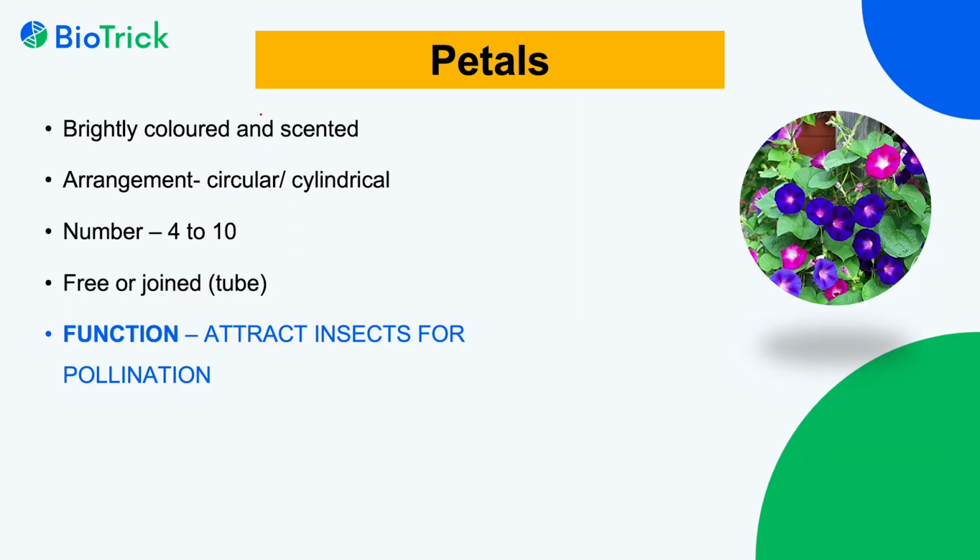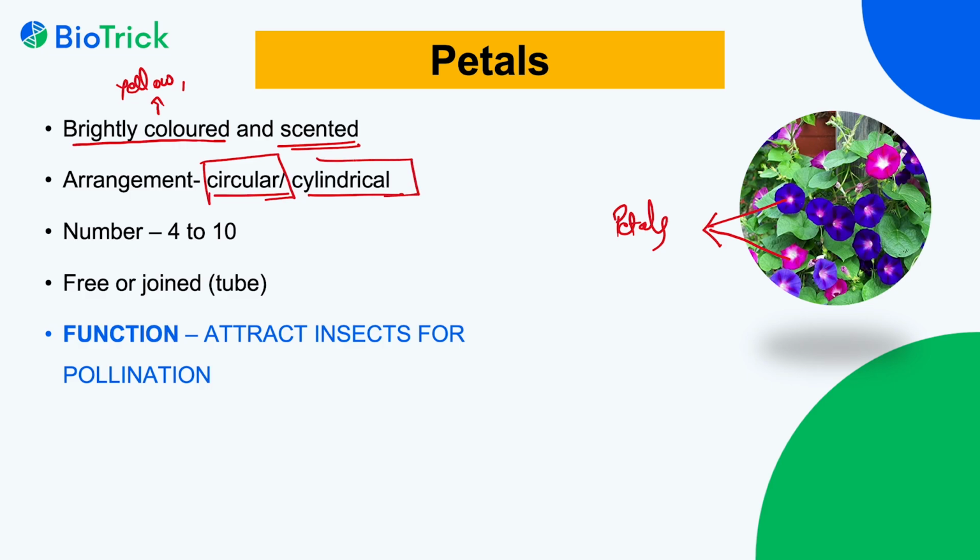How the petals look. Petals are brightly colored. They can be yellow, orange, red, pink, or purple. As you can see in this diagram, these purple ones and pink ones are petals, and these are scented. They can be circularly arranged or cylindrical. They can be 4 to 10 in number depending on the type of flower. Like the sunflower has so many petals, while the rose plant has less number of petals as compared to sunflower. These petals can be free or joined or fused to each other to form a tube-like structure.